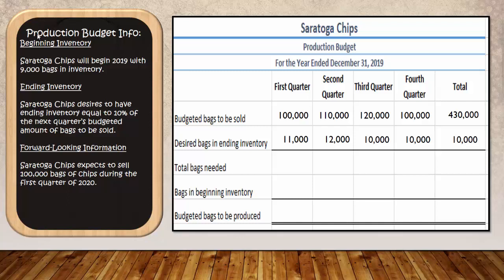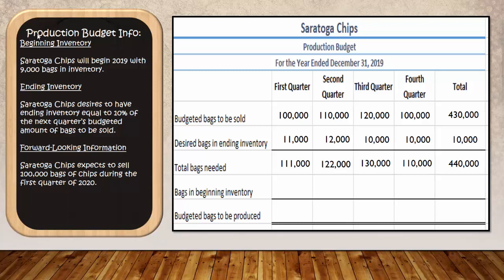For our total bags needed row, we add together the budgeted bags to be sold during the period plus the amount that we want to have in ending inventory. So for the first quarter, our total bags needed is 100,000 plus 11,000, or 111,000 bags needed. For the second quarter, we add together our 110,000 budgeted bags to be sold plus the 12,000 that we desire to have in ending inventory, and we come up with 122,000. We repeat this process for the third and fourth quarters. At the end of the period, we realize that we have 440,000 total bags that are going to be needed, just the 430,000 budgeted bags to be sold plus the 10,000 desired bags in ending inventory.